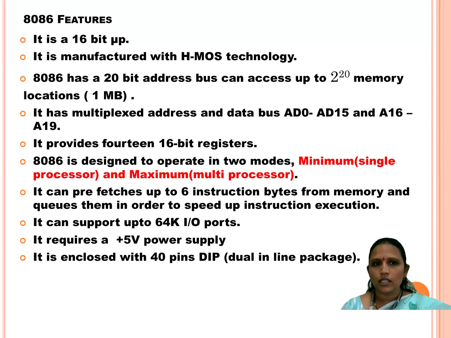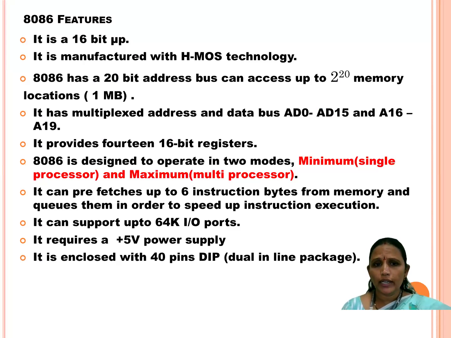Coming to the address bus, the 8086 has a 20-bit address bus, meaning it can access up to 2^20 memory locations. So the memory of the 8086 processor is 1 megabyte, and it has a multiplexed address as well as data bus. In total, it has AD0 to AD15 as multiplexed address and data lines, and the address lines A16 to A19. So the total address lines are 20 and the data lines are 16. The multiplexed address and data lines are AD0 to AD15.